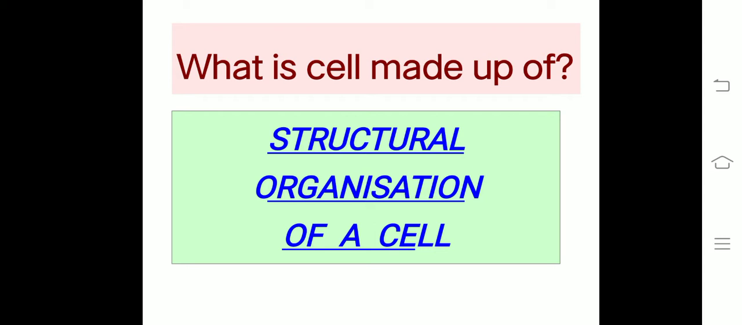What is a cell made up of, or what is the structural organization of a cell? If we study a cell under a microscope, we would come across three main features in almost every cell: plasma membrane, nucleus, and cytoplasm. All activities inside the cell and interactions of the cell with its environment are possible due to these features. Let's see how.